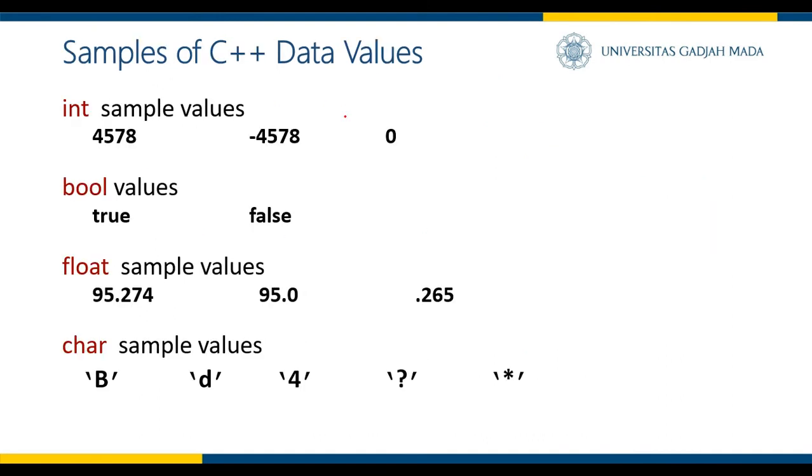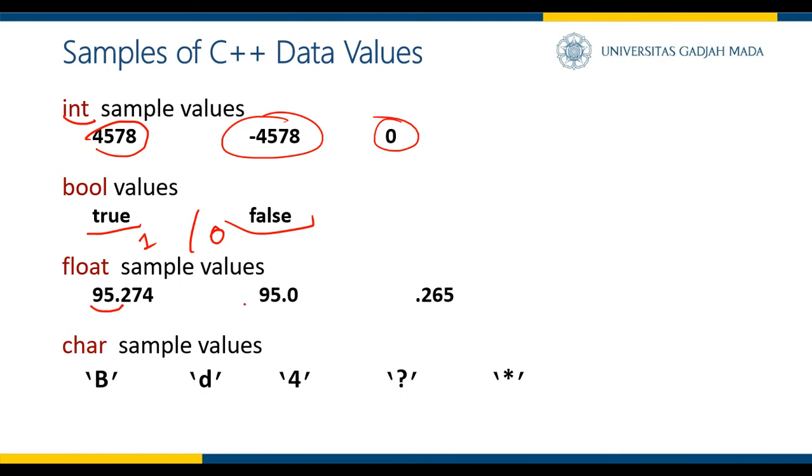These are the examples of the data values. For example, like integer, the symbol is like this one. This is an integer. It is also an integer. This one is also an integer. The bool only has two values, true or false, 1 or 0. And the float samples are like this one, or also can be this one. The character can be this one, this one, this one, or also a number, but a number that is a character.